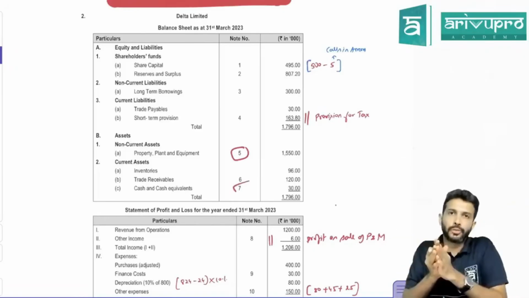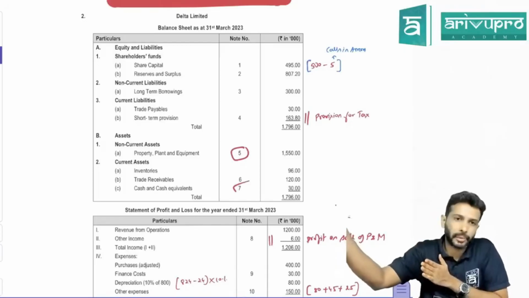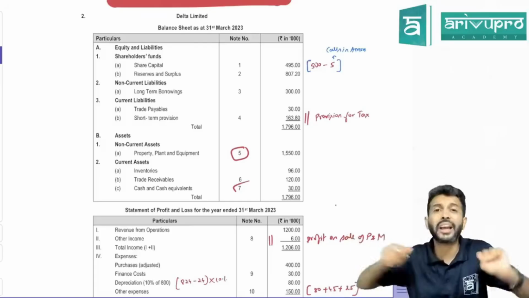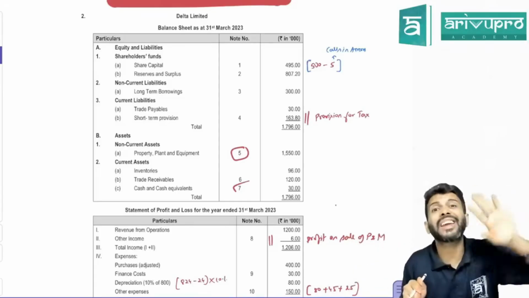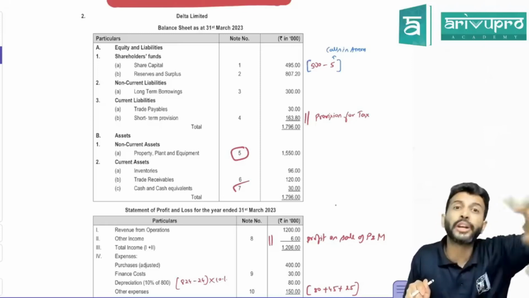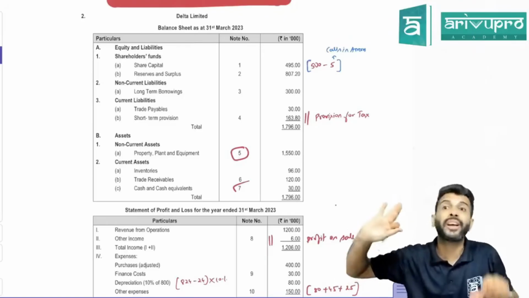Now I'll tell you the disclosure for this. When you prepare cash and cash equivalents, cash in hand you need to show separately. Cash at bank you need to show separately. Cash in hand separately, cash at bank separately. And even for cash at bank, how much bank balance you maintained with scheduled banks you need to show separately. How much bank balance you maintained with other banks you need to show separately.